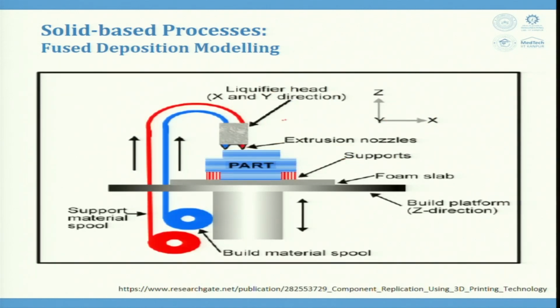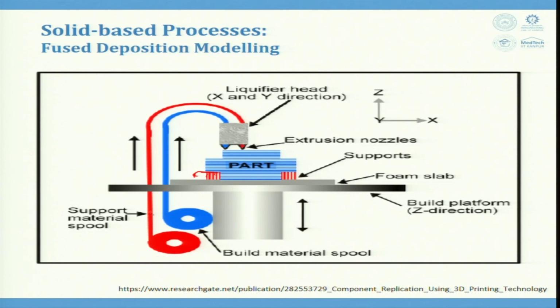We have a liquefier head where two nozzles are there. This is the build spool, the blue color that is shown, the final material that is to be the part or component. In the red color we have the support material. For example, this component, this part is to be built here. So, this could not be built in air. So, a support material is to be provided, which is later removed. So, two separate spools are there for the support and for the build material.